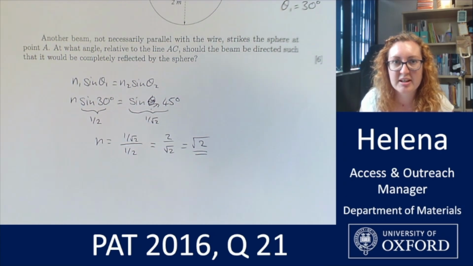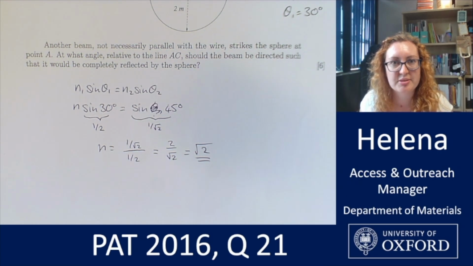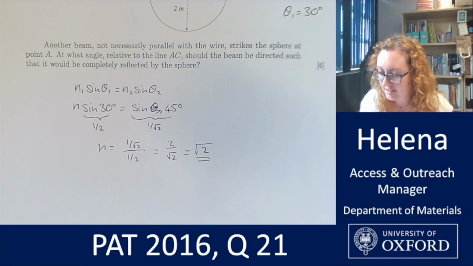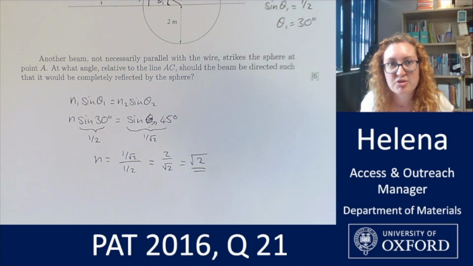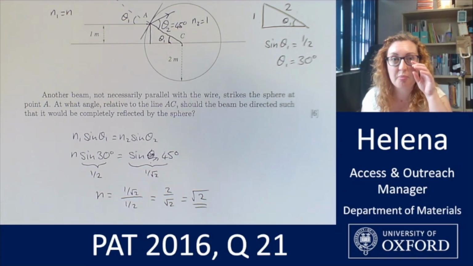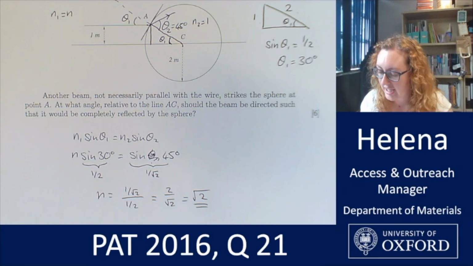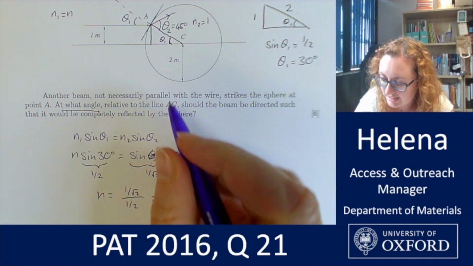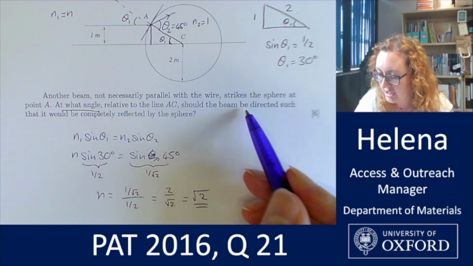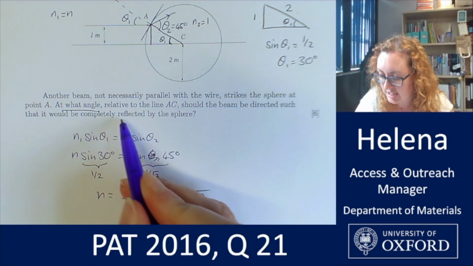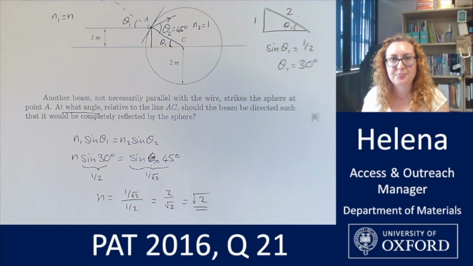Okay. So the second part of this question, we have another beam, another laser, not necessarily parallel to the wire this time, strikes the sphere at the same point, at point A. We're being asked to find at what angle relative to this line AC, that normal line, should the beam be directed such that it would be completely reflected by the sphere.